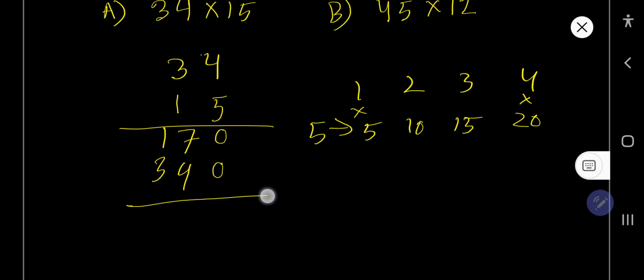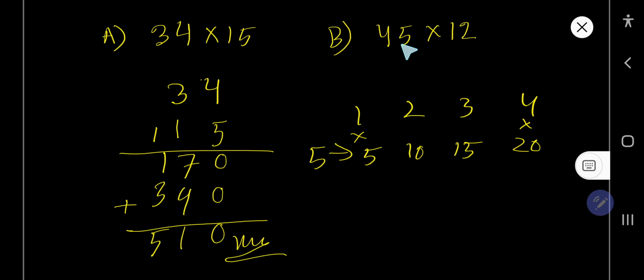Now you need to add these two results: 0 plus 0, 0, 7 plus 4, 11. So write 1 and carry over 1. So 1 plus 1, 2, 2 plus 3, 5. So 510 is the answer. So this is how you can multiply a two-digit number by a two-digit number.